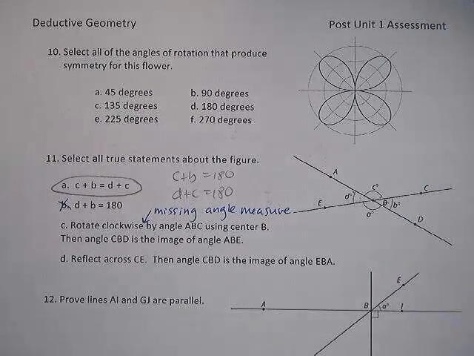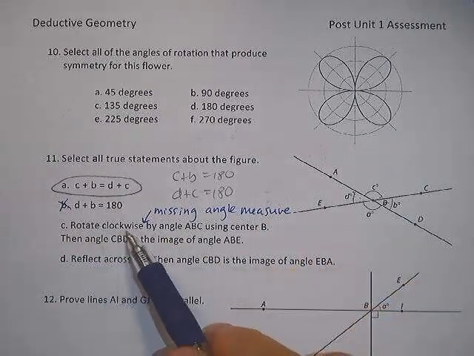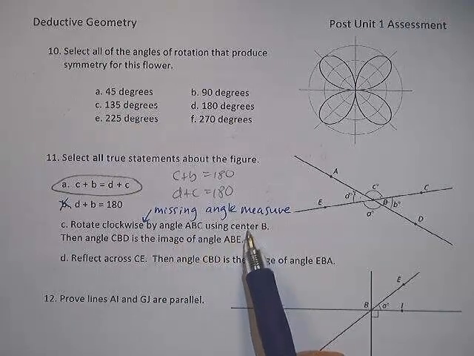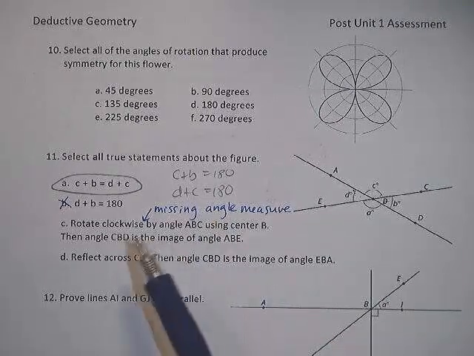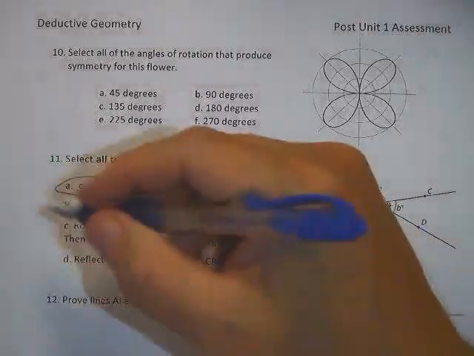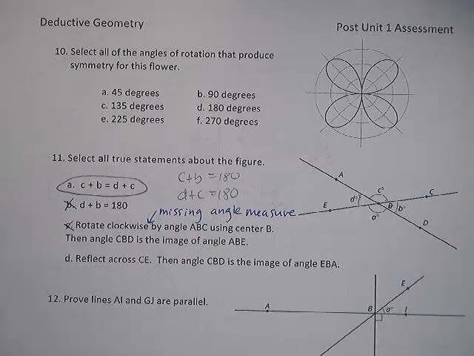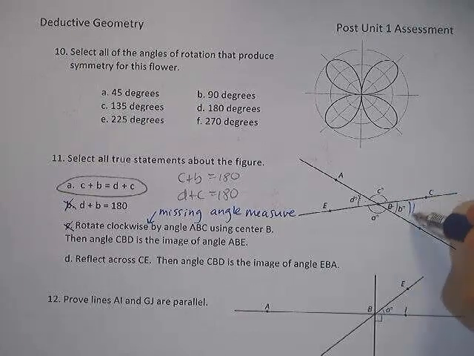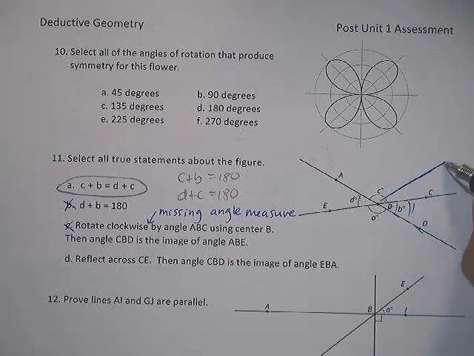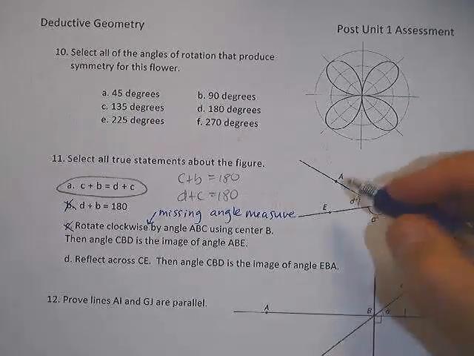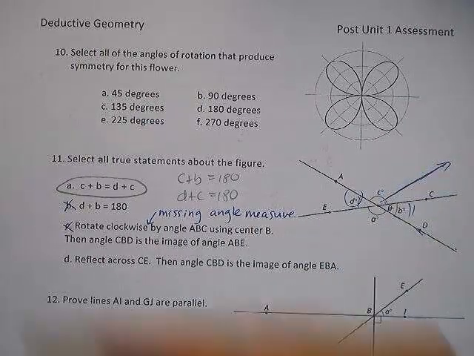C is a good start, but what's missing here is when you rotate clockwise, you got to have the point you're rotating around, but you also need to know the angle measurement. So we know that we're going in the direction. We know the point we're using is the center, but what we don't know is the angle measurement, and that's why C doesn't work. And then if you reflect over CE, the angle, so this angle here, which is CBD here, this side here actually will shoot off in this direction here. And so it's not going to match up with this angle over on the other side. So reflection doesn't work here.